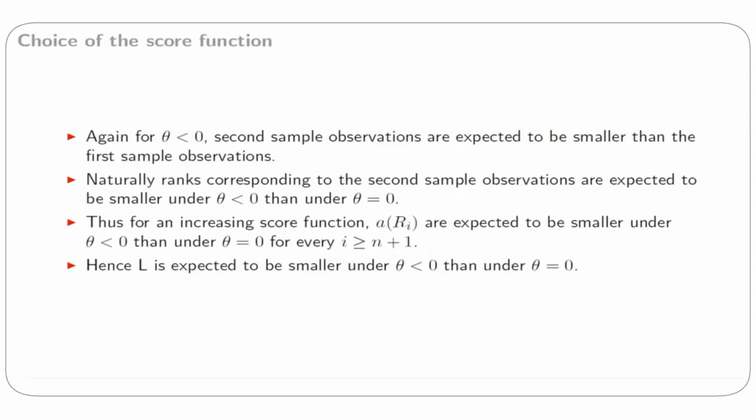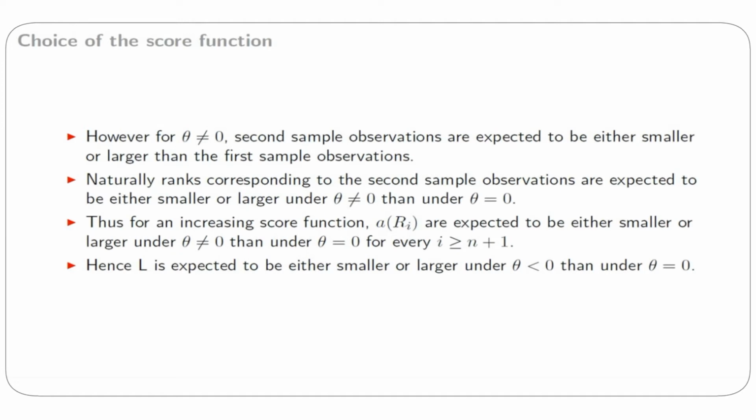Again, if we assume theta less than 0, second sample observations are expected to be smaller than the first sample observations. Naturally, ranks corresponding to the second sample observations are expected to be smaller under theta less than 0 than under theta equal to 0. Thus, for an increasing score function, a(R_i) are expected to be smaller under theta less than 0 than under theta equal to 0 for every i. Hence, L is expected to be smaller under theta less than 0 than under theta equal to 0.